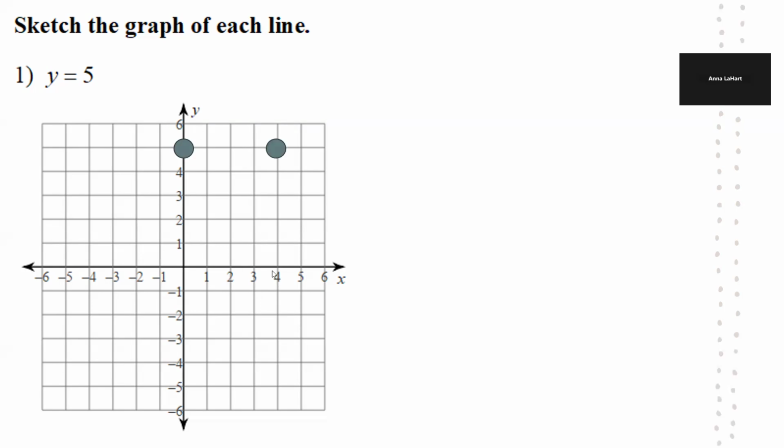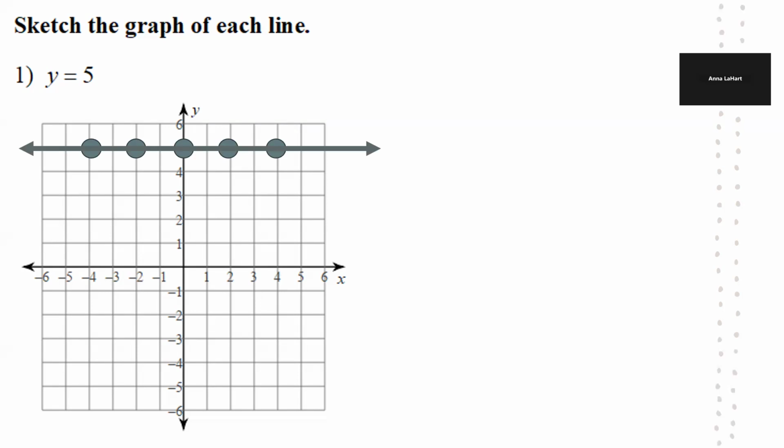So for example, let's say my x is 4, my y is 5. Oh, it's right there. What about -4, 5? Boom, I could do this all day long. Okay, 2, 5. -2, 5. What do all those points have in common? Their y values are 5. Draw a straight line. There's your horizontal line.